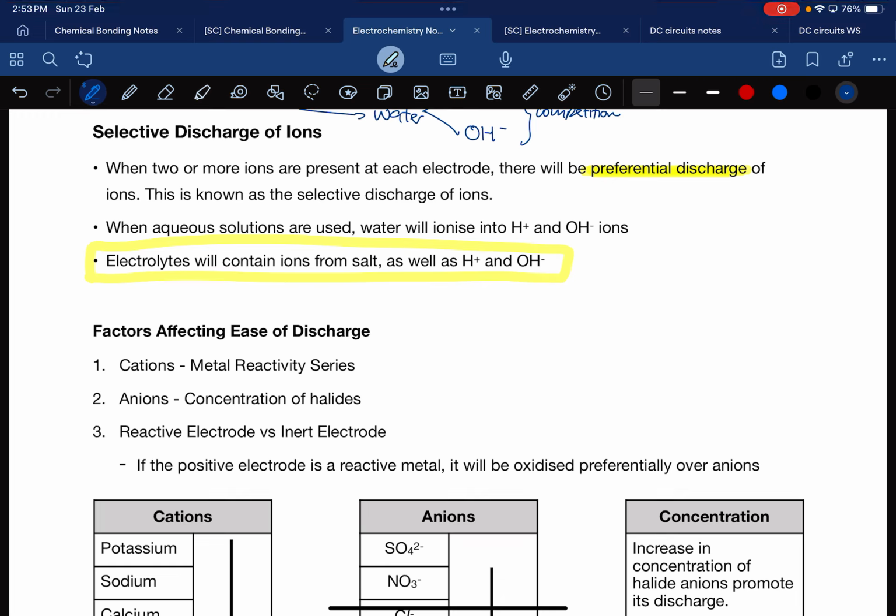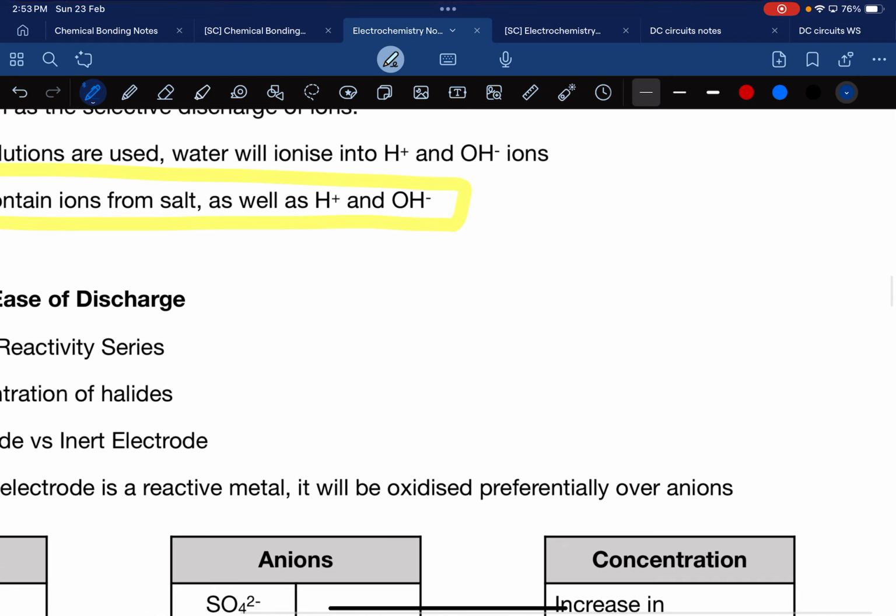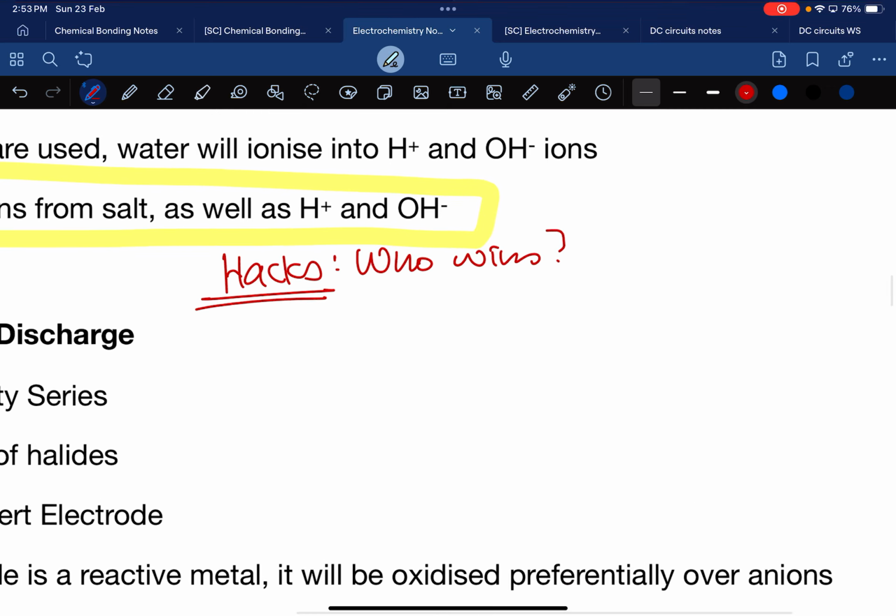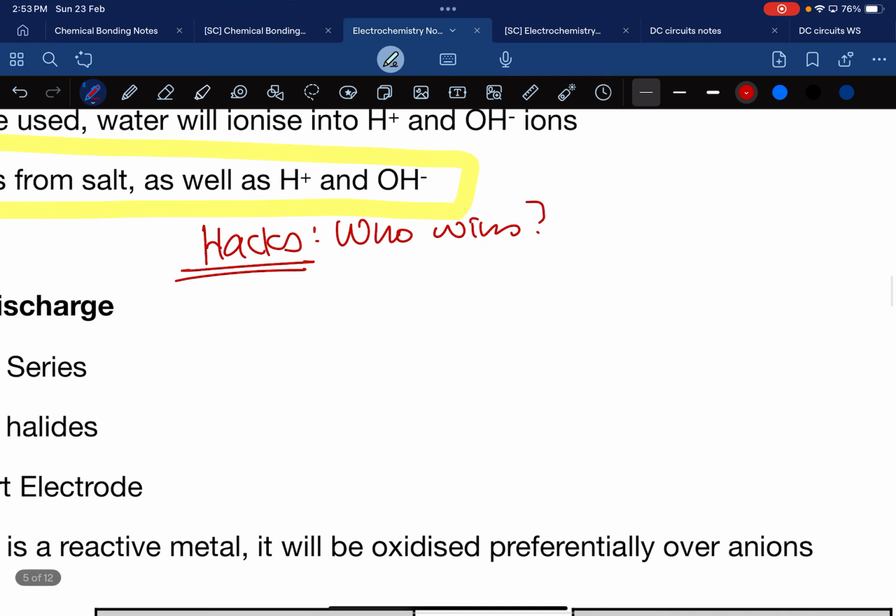Anyway, let me teach you guys a little hack that we will use. When your school goes through this, you can feel free to use this hack as well. It will make things a lot easier. What exactly is the hack? The hack decides who wins. So how do I determine who wins?